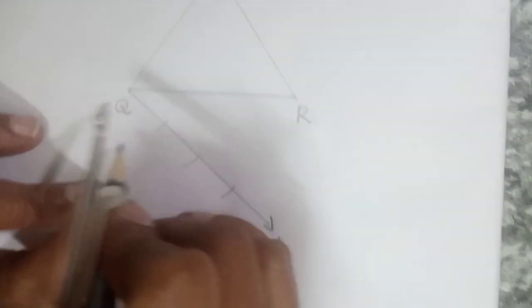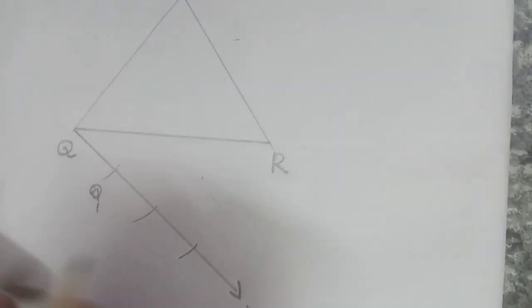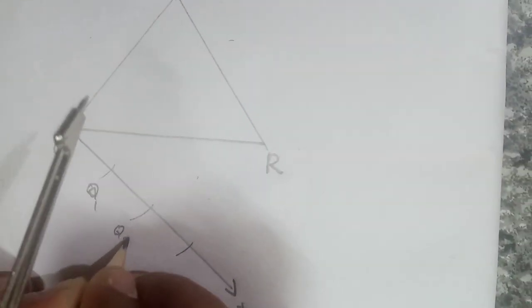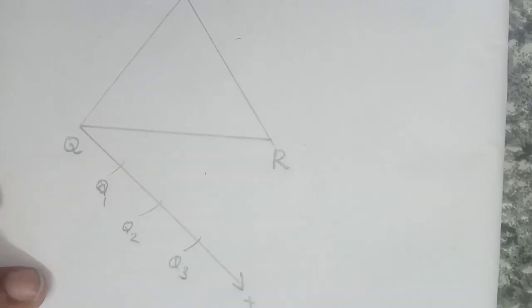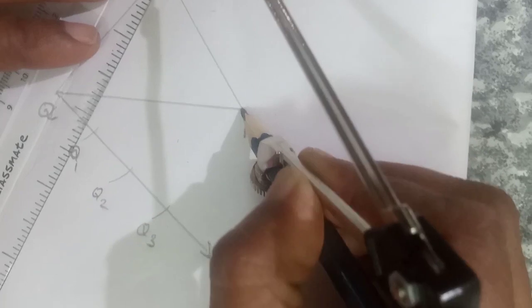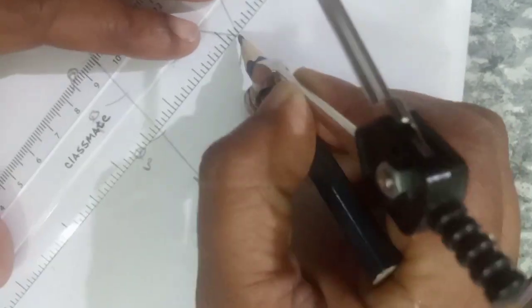Let us write Q1, Q2, Q3. Now join Q3R. Join Q3 and R.